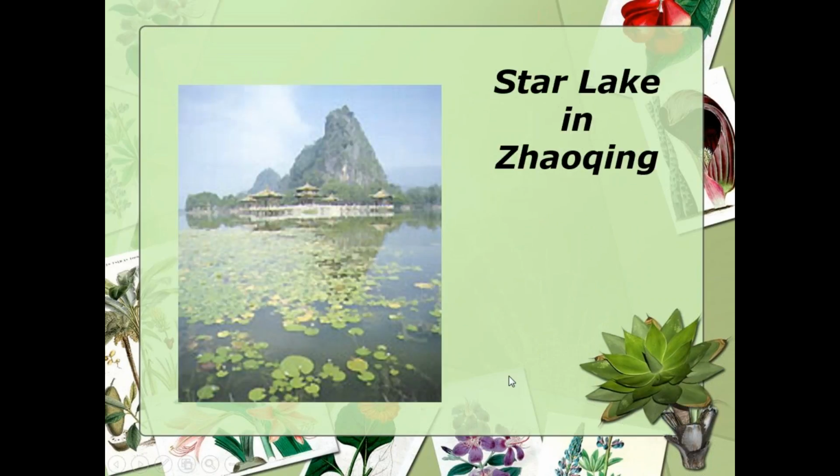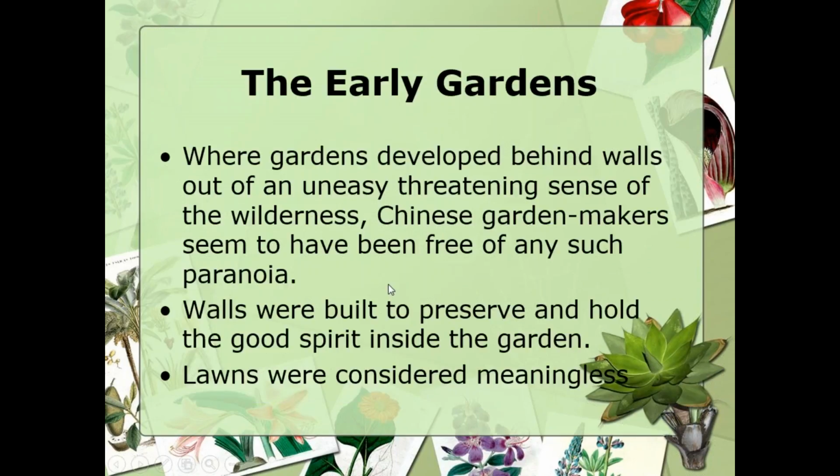So here we can see that juxtaposition where you have that tremendous amount of jagged height, and then located in front of it you have the structure with the very soft round forms of the lily pads and the water line. Early gardens: where gardens developed behind walls out of an uneasy, threatening sense of the wilderness, Chinese garden makers seem to have been free of any such paranoia. Walls were built to preserve and hold the good spirit inside the garden. Lawns were considered meaningless.